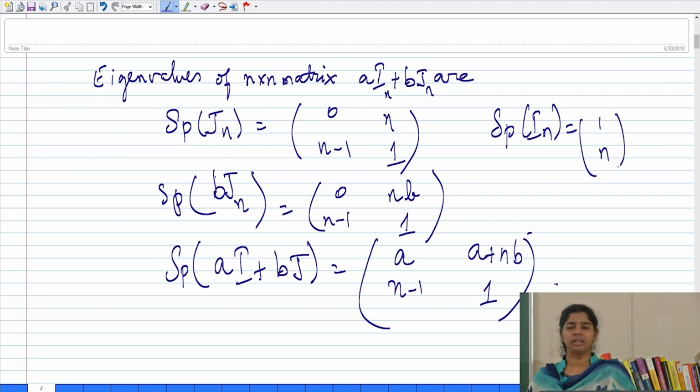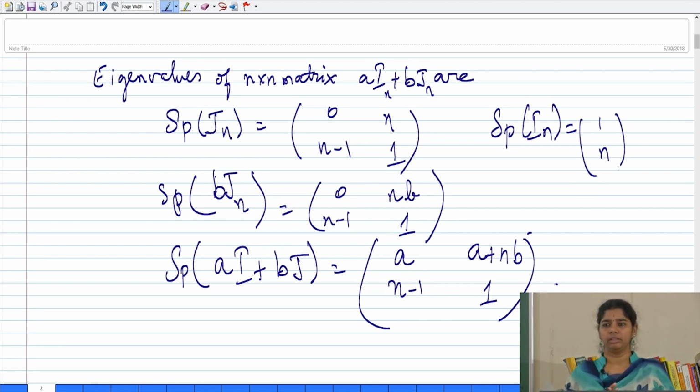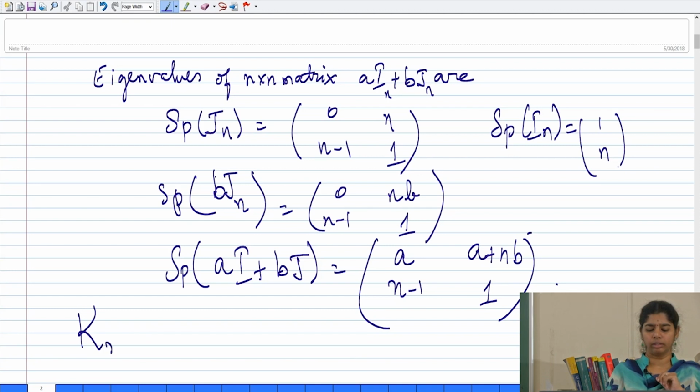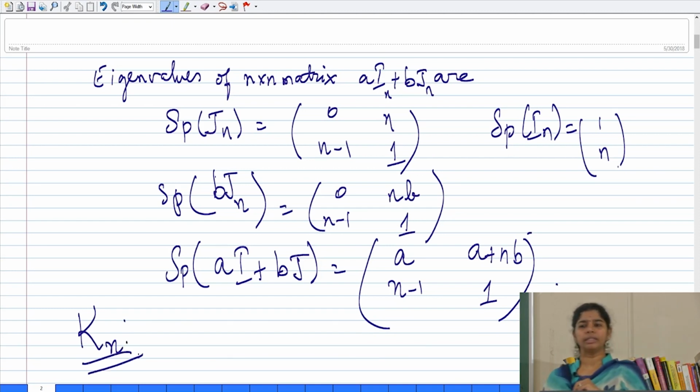From here we will pick up the graph class that we want. What about the complete graph? This is one result: the eigenvalues of an n by n matrix A times I plus B times J are A with multiplicity n minus 1 and A plus nB with multiplicity 1. Now with this let us think about Kn. How does the Kn matrix look?